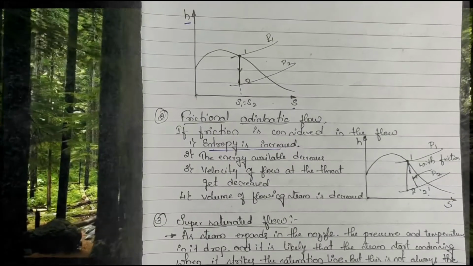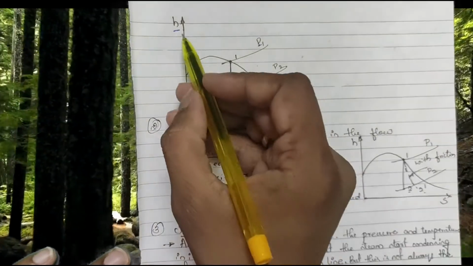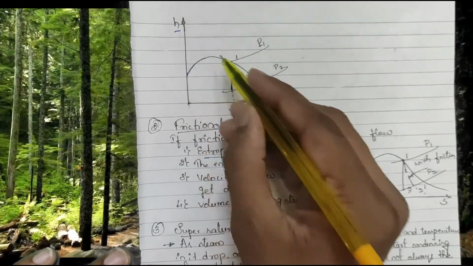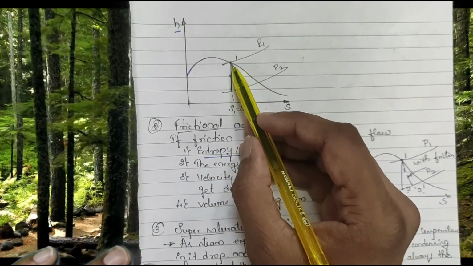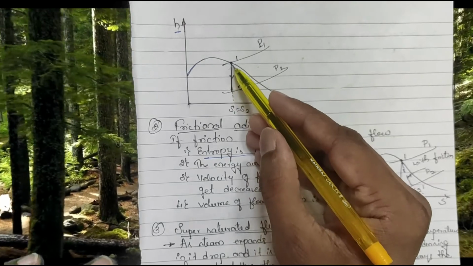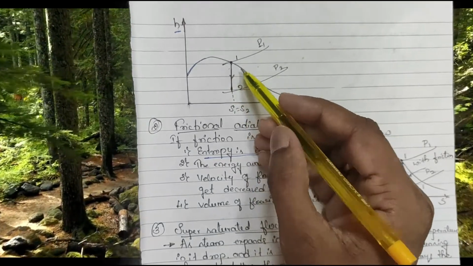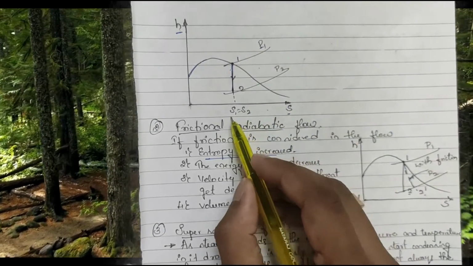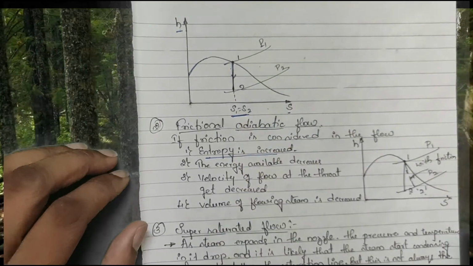Okay, so we'll see how you can represent this. You can represent it in the HS diagram. See, this is a saturation curve. I'm considering point 1 at the saturation point. Then, as you know, the pressure decreases. So pressure decreases and entropy remains constant because it is adiabatic flow. This is how you can represent it.